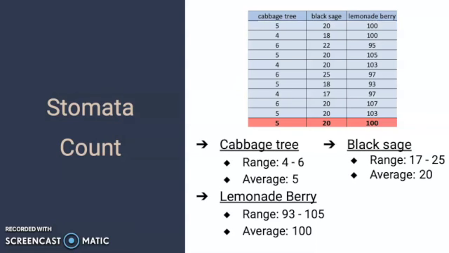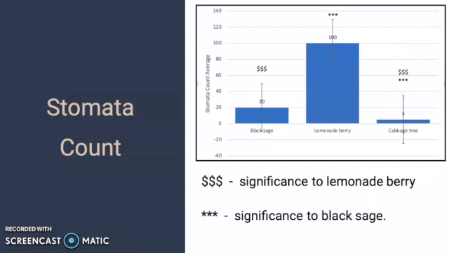For cabbage tree, it ranged 4 to 6 and averaged 5. For lemonade berry, it ranged 93 to 105, averaged 100. And for black sage, it ranged 17 to 25 and averaged 20. And in this graph here, we see all these counts together. Lemonade berry had the greatest average count at 100, black sage second with 20, cabbage tree third with 5. And the error bars represent the standard error of the mean.